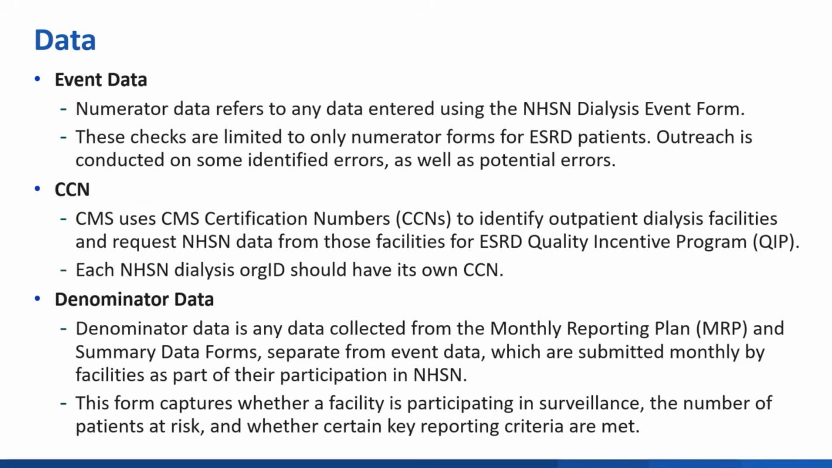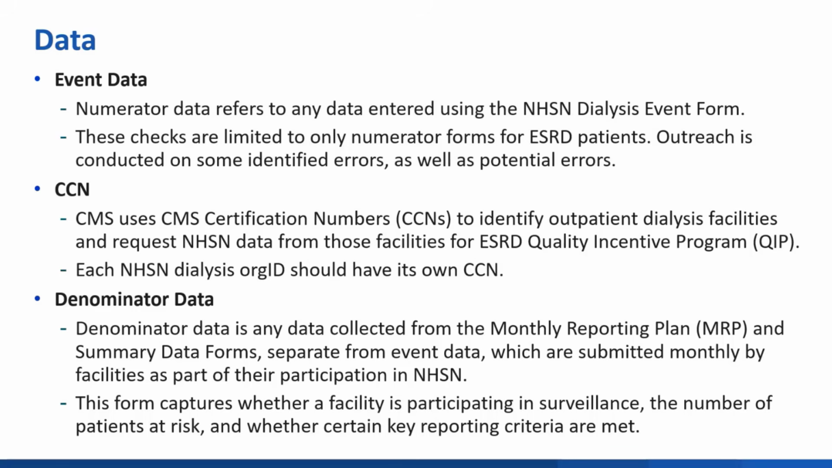On the next slide, I'll start with talking about the data that we collect and the checks that we do on them. To start out with, we have our event data, and this data refers to anything that's entered using the dialysis event form. Those are events that happen with the dialysis patients, and the checks that we do on them are limited to only the numerator forms or the event forms for ESRD patients. Outreach is conducted if we identify any errors, so we'll reach out to the facilities and let them know the error that we saw in their reporting, and try to resolve it with them.